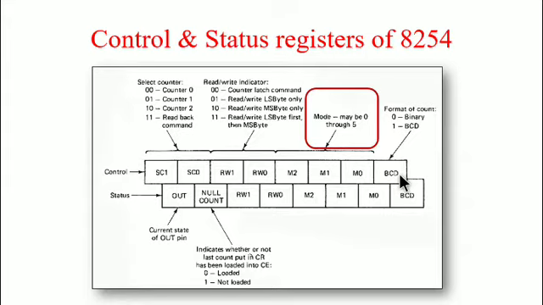If you put 0 here, we take a binary counter of 16 bits. If you put 1 here, it is a binary coded decimal counter with 4 decades. Okay, so likewise it is framed here.